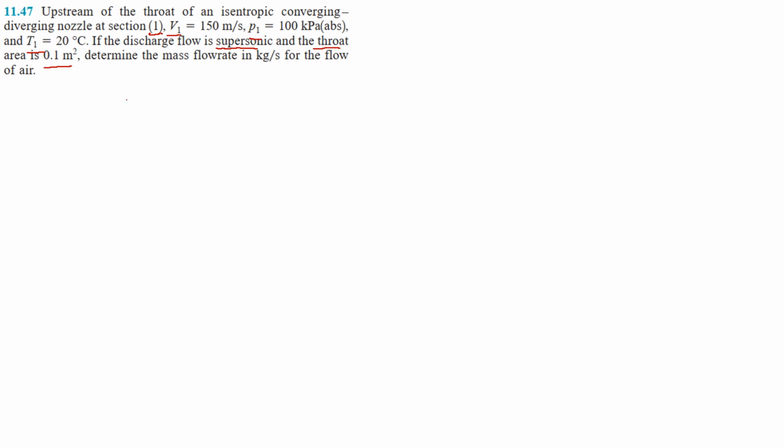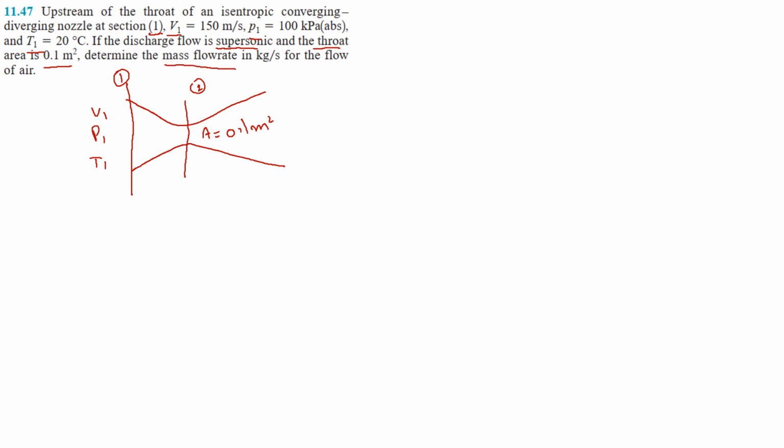So we have a converging diverging nozzle, and upstream of this converging nozzle, let's say this is section 1, and here we are given velocity V1, pressure P1 and temperature T1, and they are saying that at the throat, this is the throat, the flow is supersonic and only the area of this region is given. So what we are going to do is find the mass flow rate for the flow.